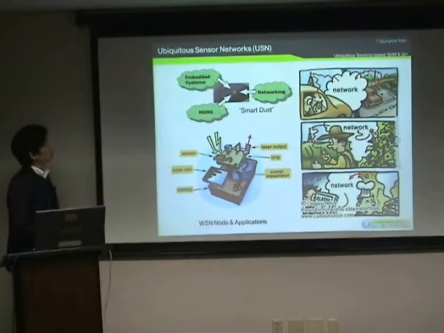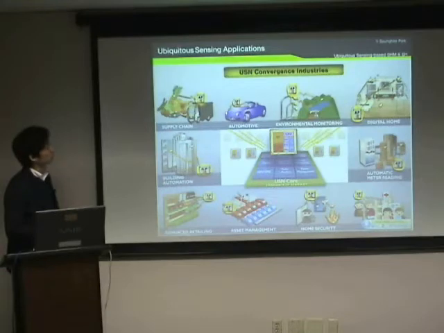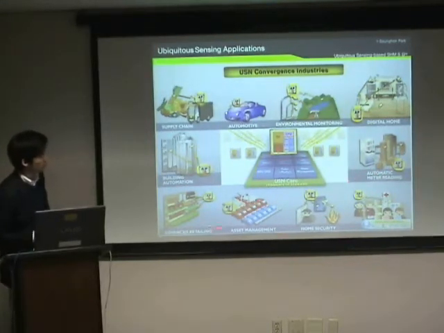Okay, first I'm going to talk about ubiquitous sensor networks. These days we are living in a ubiquitous society. We experience a lot of sensor network systems, even though we are using cell phones and other network systems, we don't recognize that. As you can see here, we call it smart dust that consists of embedded systems, MEMS, and networking systems. By using this kind of USN, we can think about a lot of USN convergence industries, including supply chain, automotive, environmental monitoring, digital home, building automation, automatic meter reading, and others.